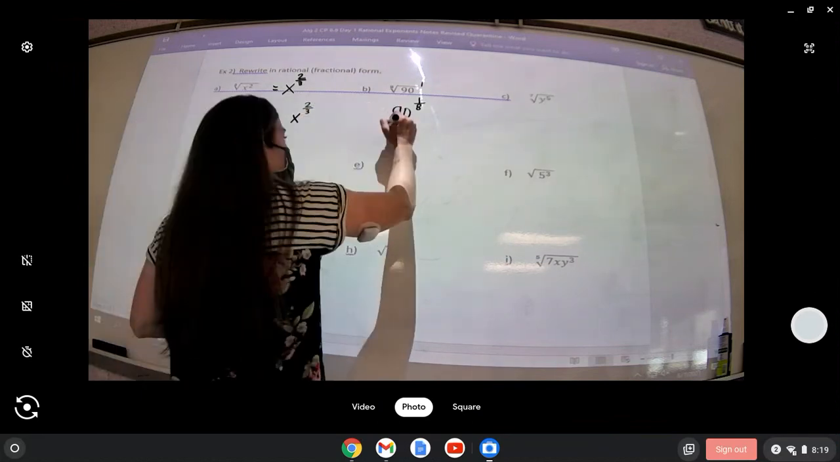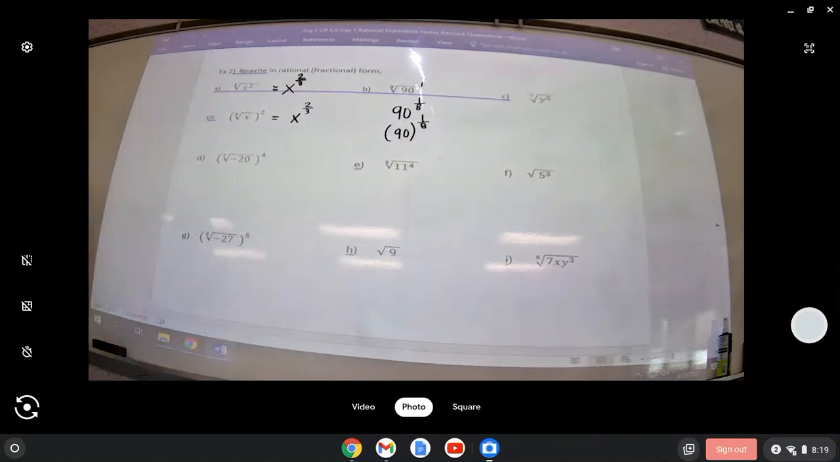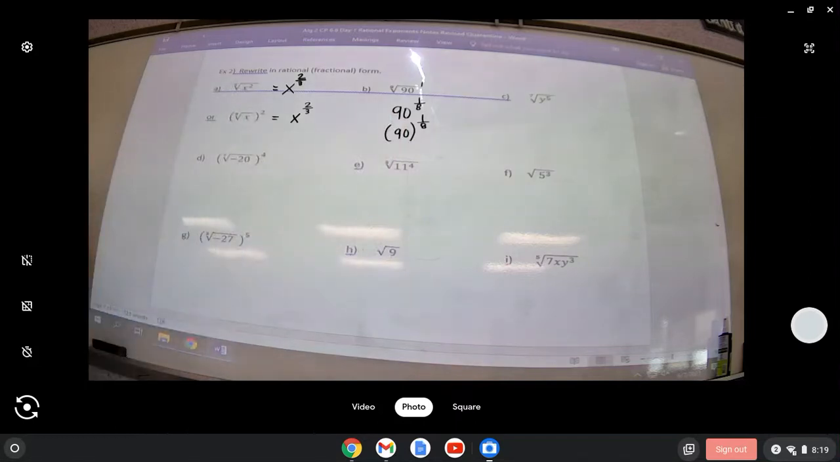Now, I could also write this if I wanted to. 90 to the 1/8 power. You can put 90, what you break out, in parentheses to show that 1/8 is on all of it. It's not needed here, but some problems, the parentheses are going to be needed.